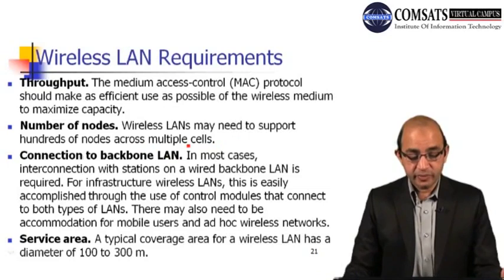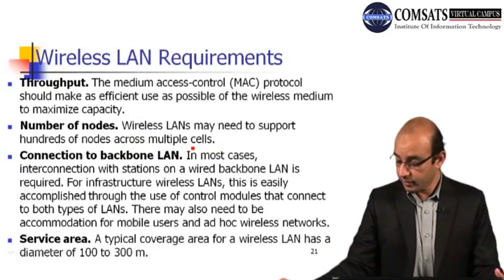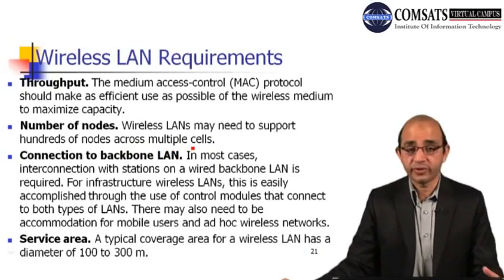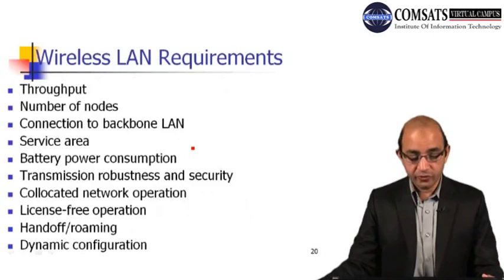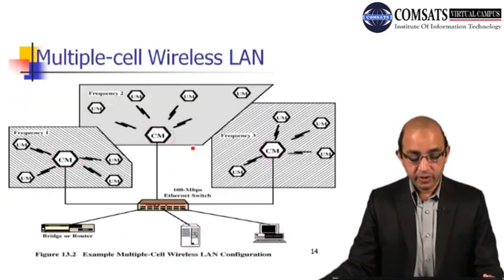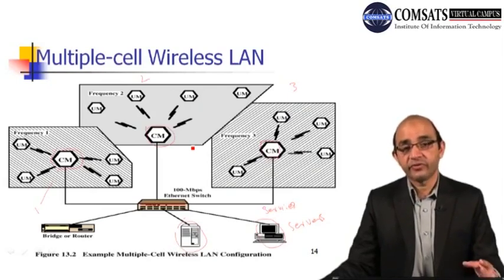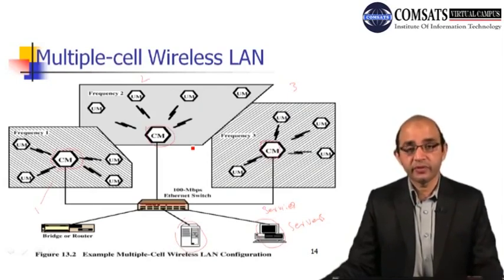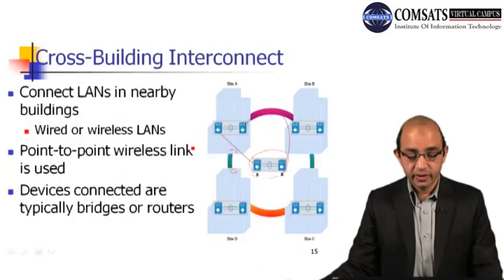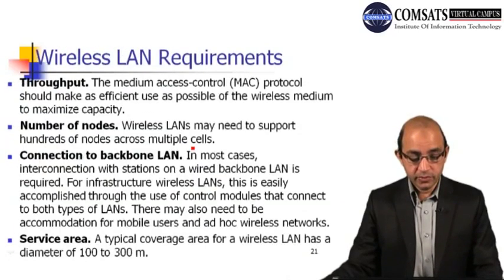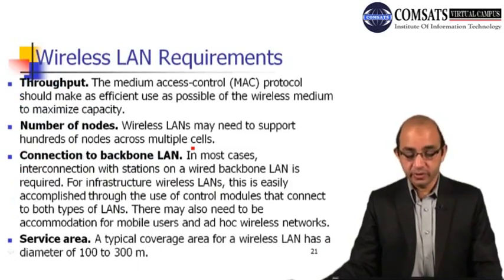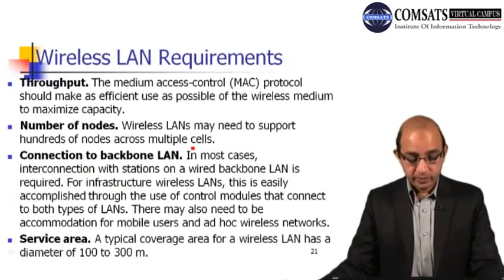So wireless LANs may need to support hundreds of nodes across multiple cells, right? So in each cell we have a large number of nodes. If we go for the use case where we have a lot of cells, for example, in each cell we have 50 users, so altogether we will be having 150 users. So there should be some effective mechanism to provide services simultaneously to all 150 users.